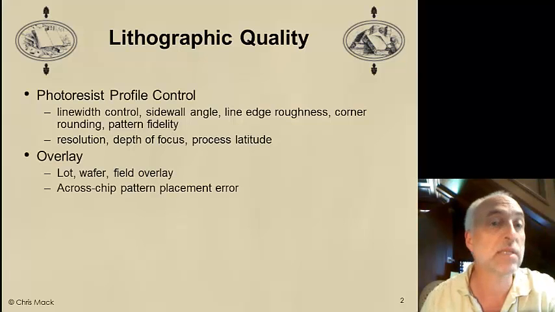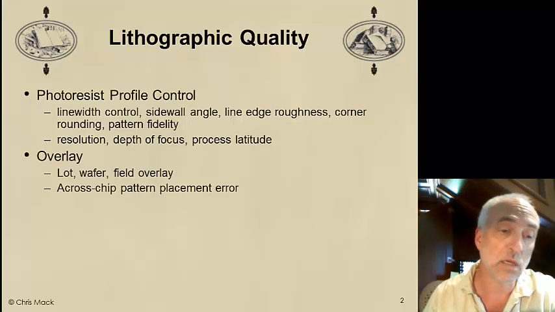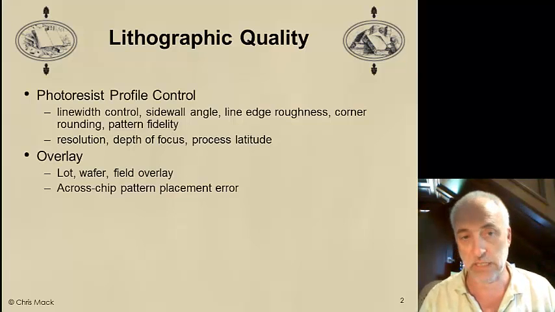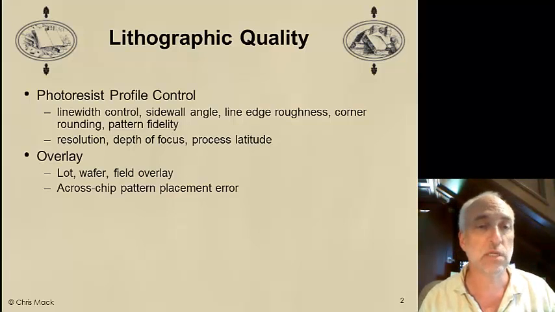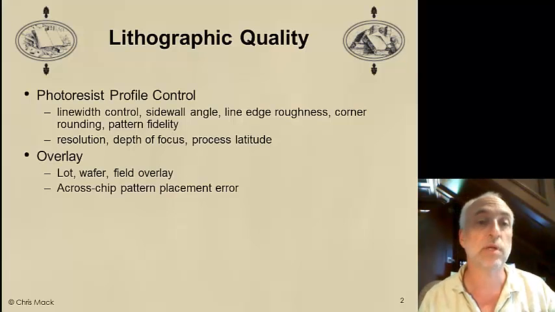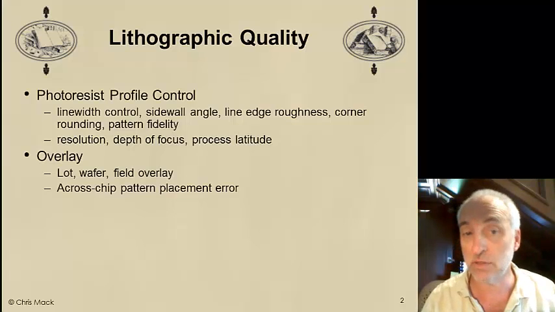The second main thing we think about is overlay. Not only do we have to print the right patterns, we have to print them in the right place. Overlay is the measure of the error between where the pattern landed on the wafer compared to where we wanted it to land, relative to the patterns underneath.